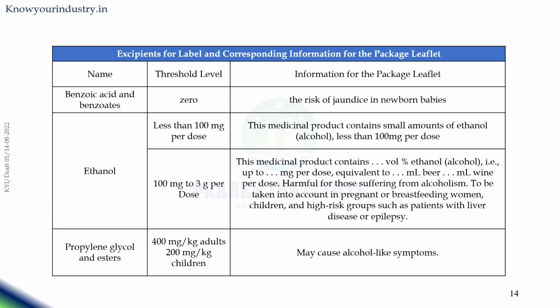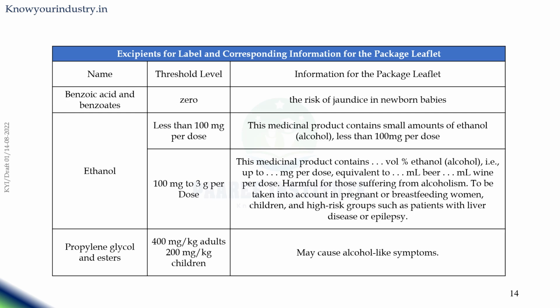Excipients for the label and corresponding information for the package insert. Here we have provided certain examples for your better understanding. For benzoic acid and benzoates, the threshold level is 0, owing to the risk of jaundice in newborn babies. This information has to go in your package leaflet whenever you are using these components in your formulation.